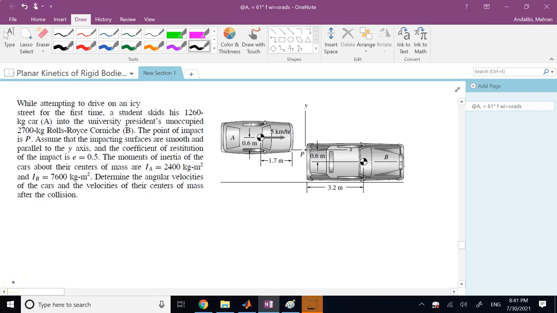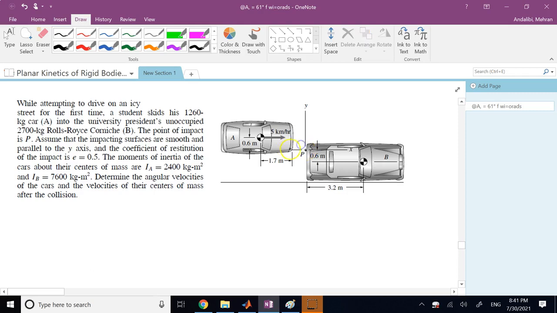Hello everyone. In this video we are going to look at kinetics of rigid bodies in 2D or planar, and we are going to use the principle of impulse and momentum to solve this impact problem between two rigid bodies. So here we have the car A, which is moving at 5 kilometers an hour to the right, and it does not pay full attention and drives right into a parking car B and hits it at point P.